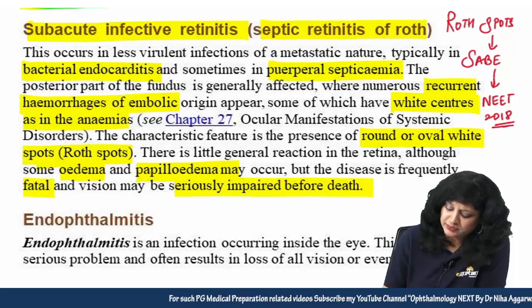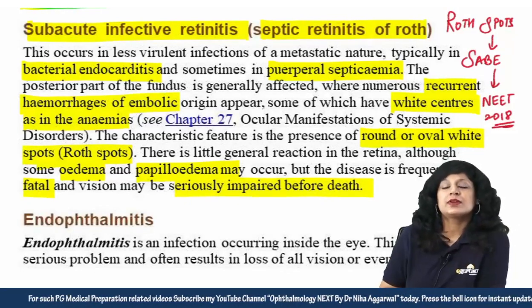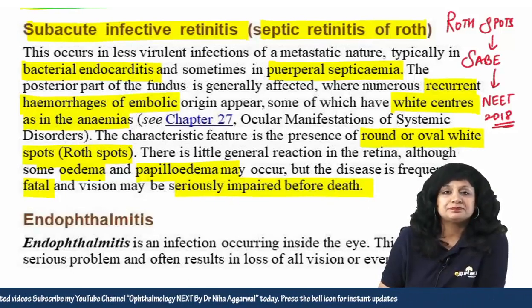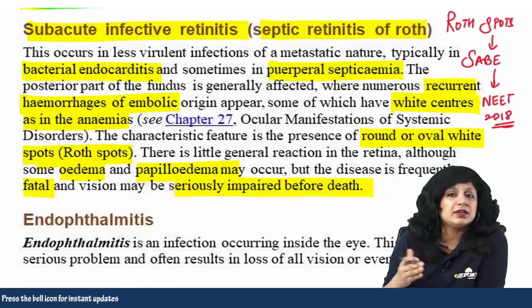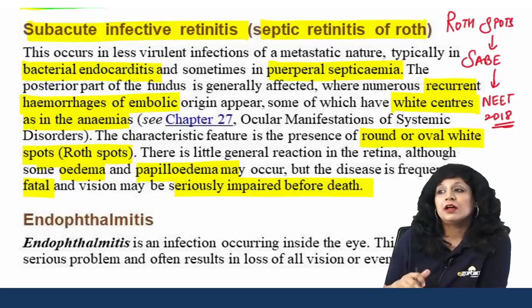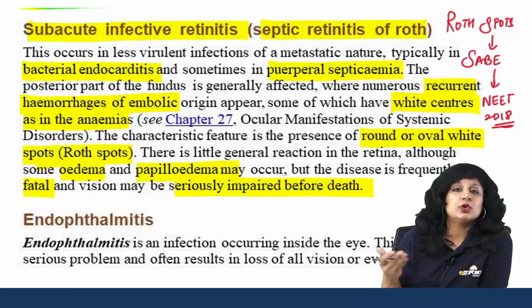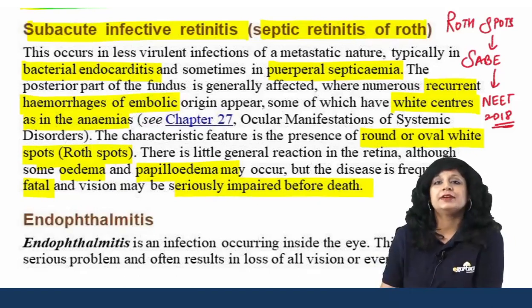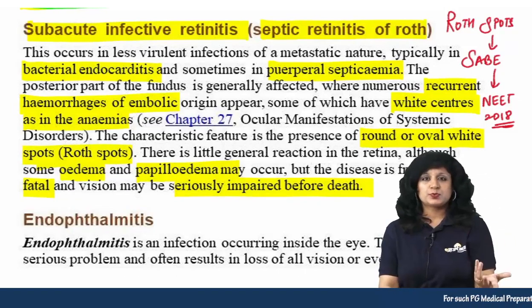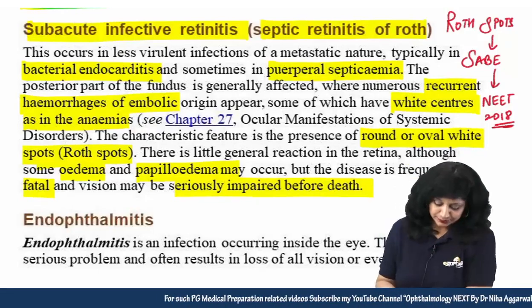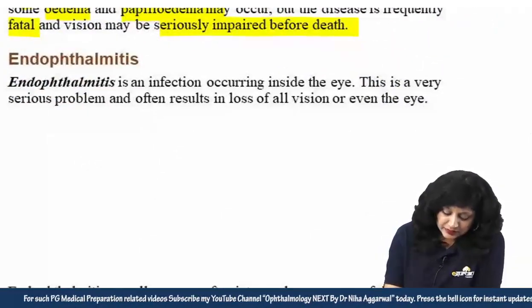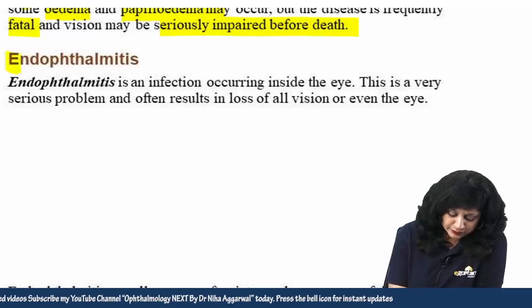So again, this is an important question, and this is one question where you can get a clinically integrated question in ophthalmology along with medicine, along with maybe microbiology about the organism and all, and they can be asking you about the Roth spots or ischemia or about the treatment, in any of the forms they can ask you. Then the other thing that we will talk about is your endophthalmitis.